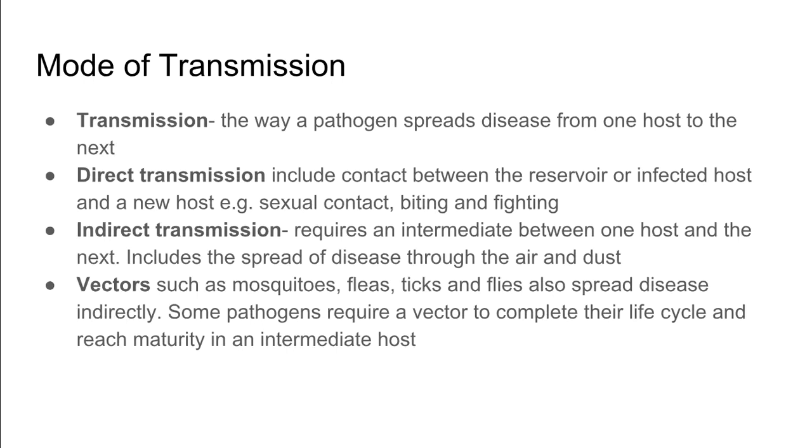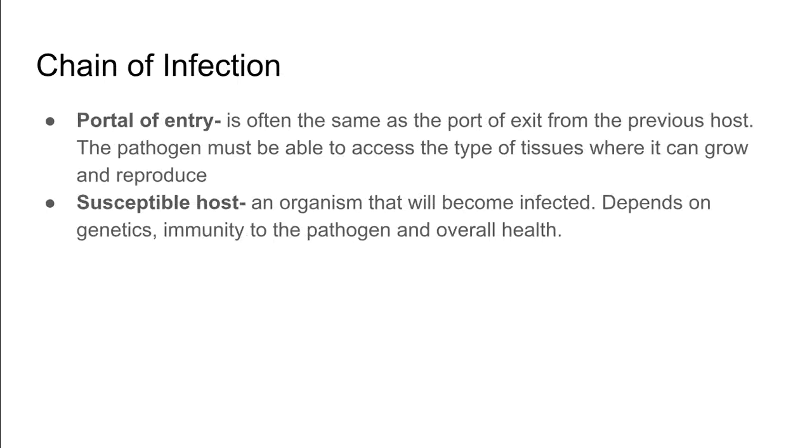Indirect transmission is through the spread of the disease through the air and dust. And then we have the last one, which are vectors. And these are things such as mosquitoes, fleas, ticks, and flies that also spread disease indirectly. And some pathogens do, in fact, need a vector to complete their life cycle and reach maturity.